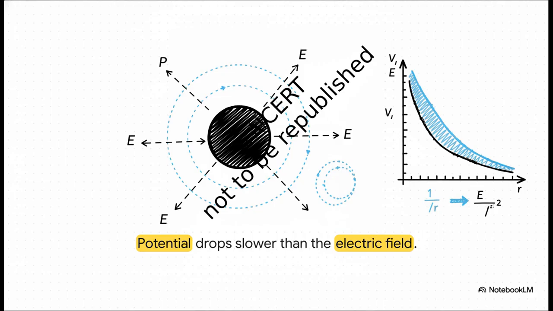This basically shows us that as you walk away from a point charge, the actual force you feel drops off way faster than the accumulated work you did to get to that spot.